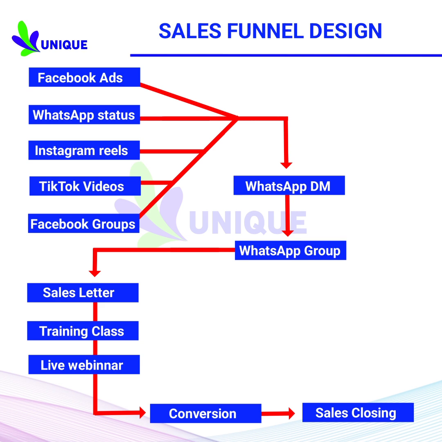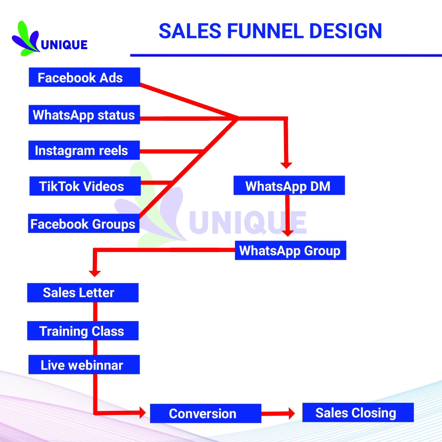Alright guys, so this is the sales funnel design. Now remember, in your sales funnel we have four stages. We have the awareness stage, the interest stage, the decision stage, and the action stage. So this is how a sales funnel structure looks like. As you could see, this is Facebook ads, WhatsApp status, Instagram reels, TikTok videos, Facebook groups. So these are various means in which you could generate traffic to your WhatsApp DM.